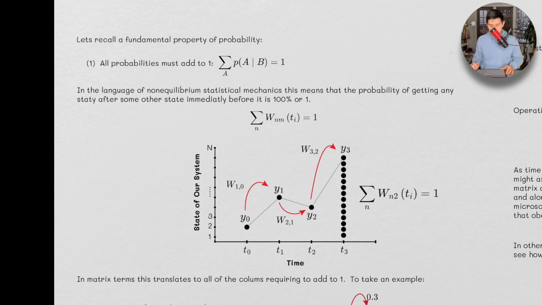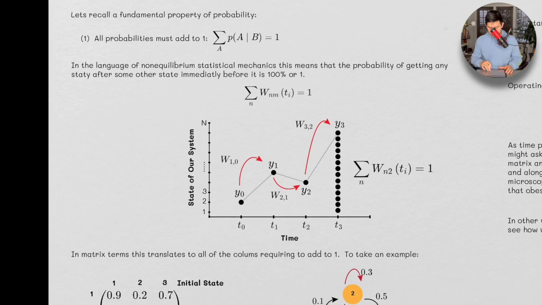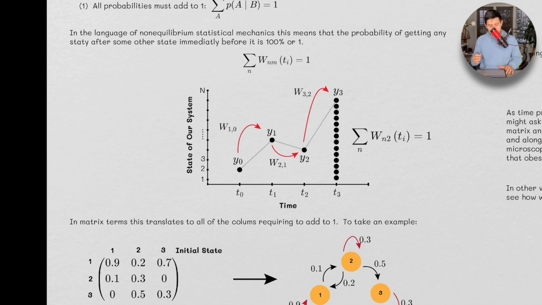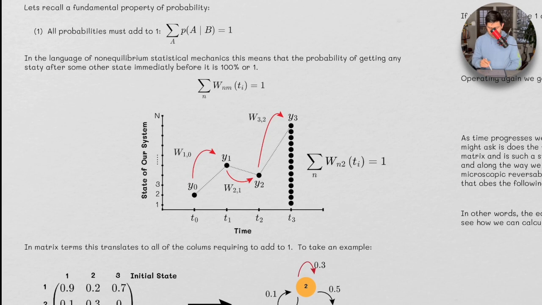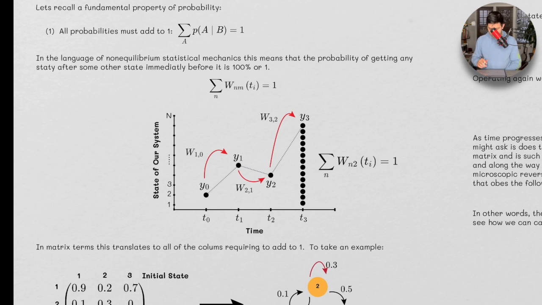Okay, so let's recall a fundamental property of probabilities, which is that all the probabilities have to add up to 1. So the probability of A given P, summed over all A, again, sum over that vertical line on our diagrams, equals 1. In the language of non-equilibrium statistical mechanics, this means that the probability of getting any state after some other state immediately before it is 100%. So the probability of W m to n at some time, that's going to equal 1. If we're going from 2 to 3, and we're summing over all 3's, that has to equal 1, because we're summing over all n's. That's what this formula is looking at. So we have to sum over all of these coming from 2.